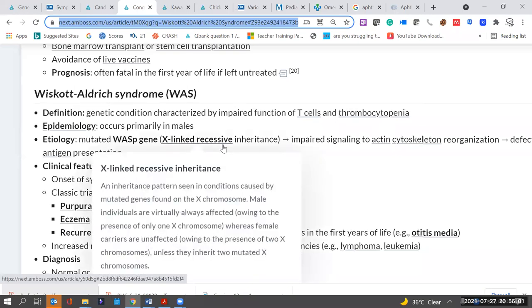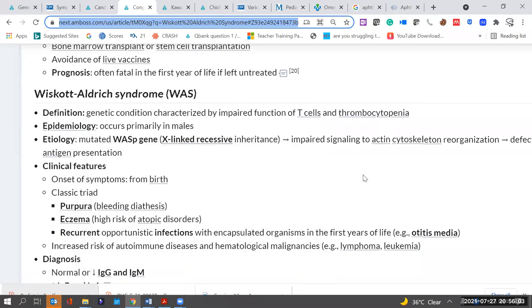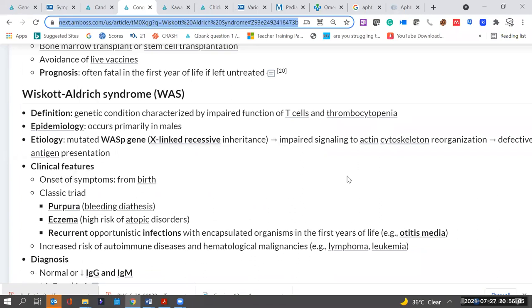So most likely... Hira? Yes, dear. Dr. Hira, what did you tell about this X-linked recessive inheritance? X-linked recessive means that only the X is going to carry it. In males we have only one X, right? Males are XY, and the Y is not carrying anything. So it's X-linked recessive.